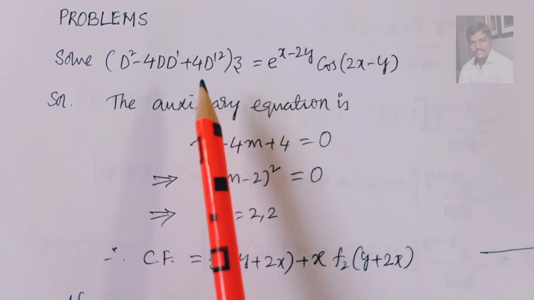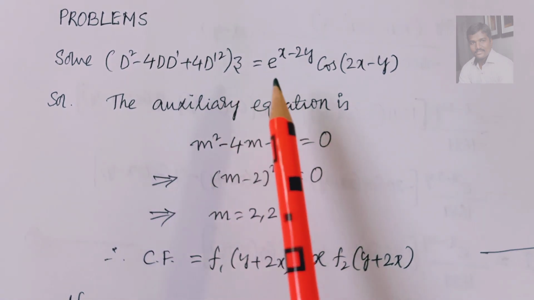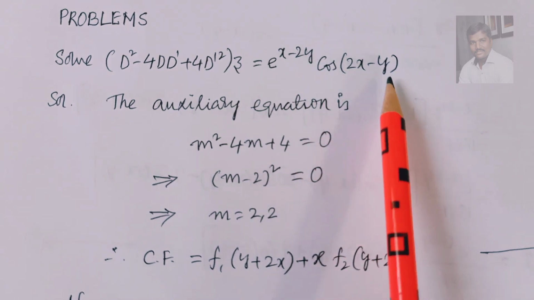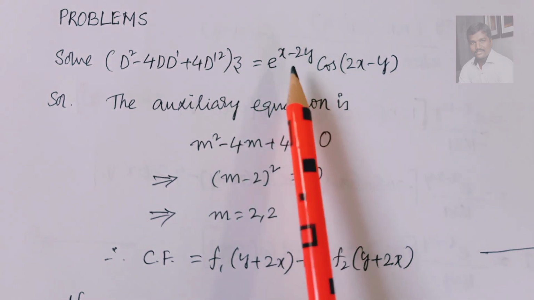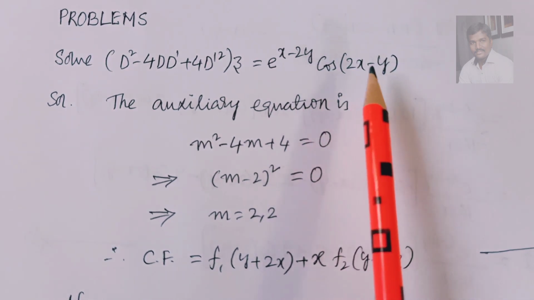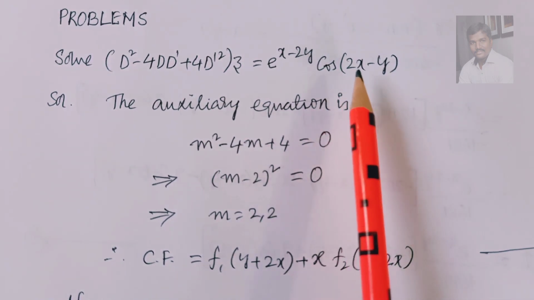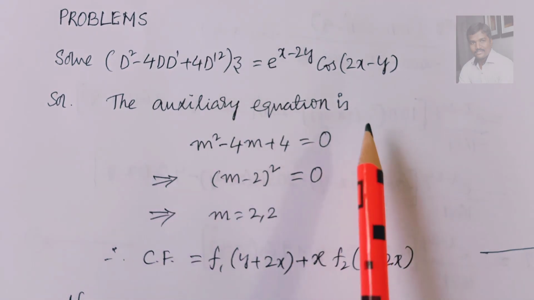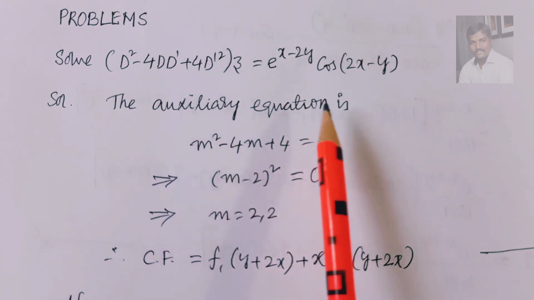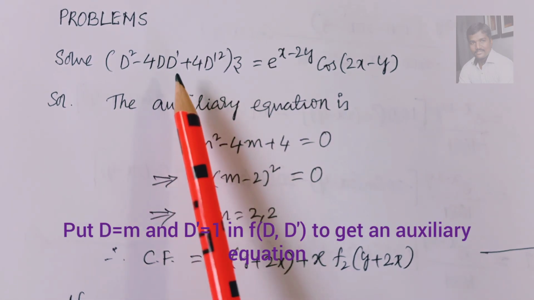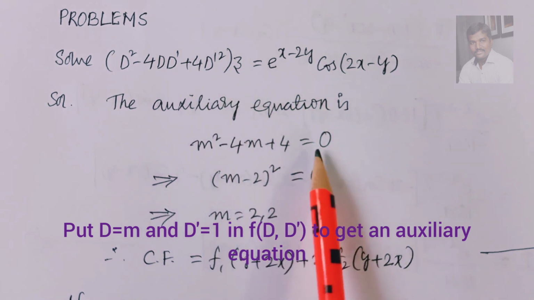Solve D square minus 4DD dash plus 4D dash square of z is equal to e power x minus 2y into cos of 2x minus y. Here we have the combination e power ax plus by into some function phi of x comma y, which is trigonometric, cos of 2x minus y. The auxiliary equation is obtained by putting D equal to m and D dash equal to 1 and equating to 0.